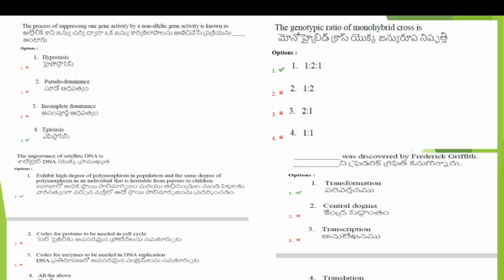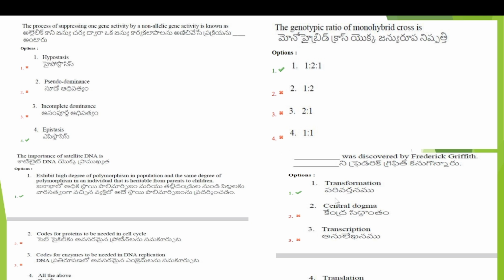The next question is: what was discovered by Frederick Griffith? Griffith first identified DNA as the genetic material using bacteria, by a transformation experiment. He performed a mouse experiment using bacteria and performed transformation experiments. So Griffith identified DNA as the genetic material through the transformation experiment.